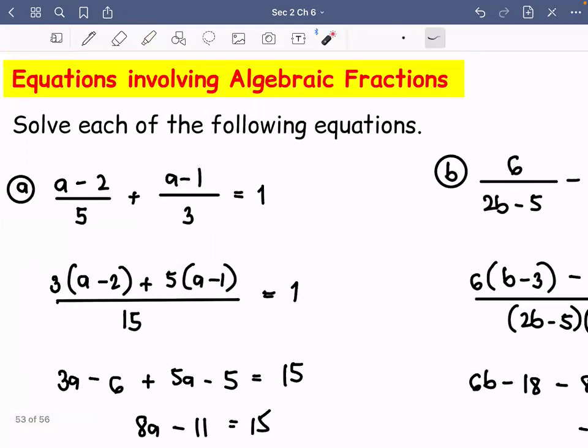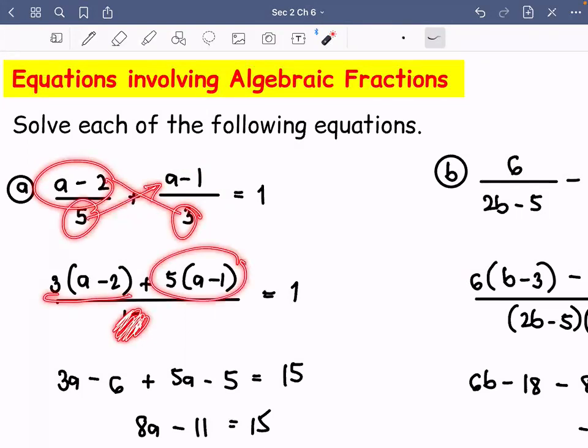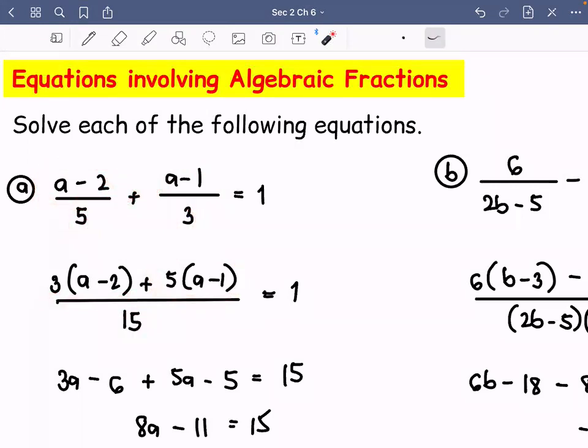If you don't want to do this shortcut, it's fine. So class, with the shortcut here, we don't have to look for the LCM. When you have this kind of questions, I just cross multiply this and this. Look at this. If we cover this, 3 times this is this one, right? And then 5 times this is this one. So that's one shortcut for this.